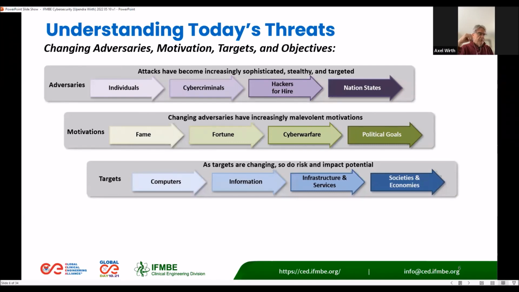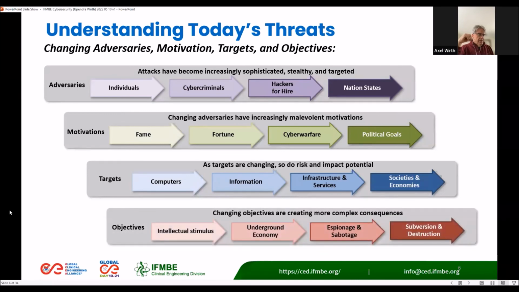Targets have changed, right? It used to be individual computers or the information on computers. It now has changed to the larger infrastructures within our communities, and even entire societies and economies can be attacked. So the objective went from the early day hackers, who were in it for intellectual stimulation, to now a business-driven underground economy of stolen goods, of services, espionage and sabotage, as well as subversion and destruction potentially.